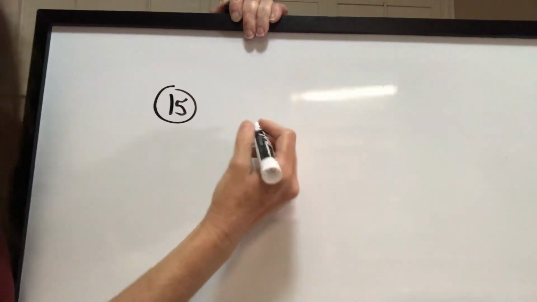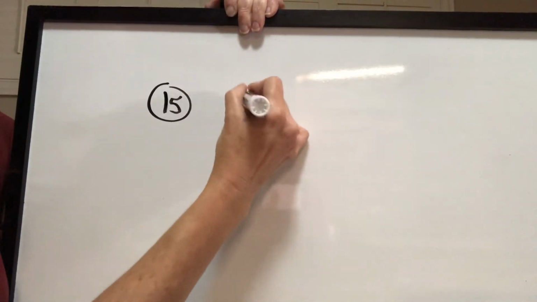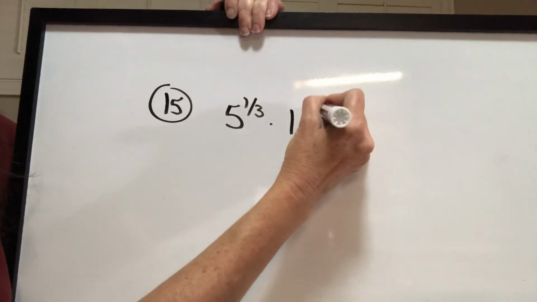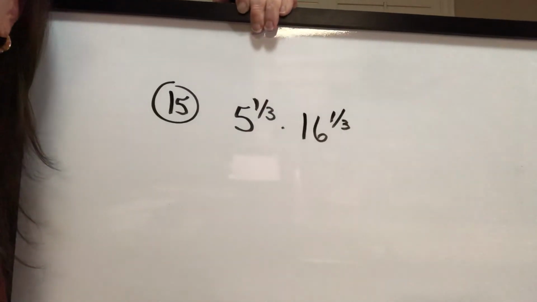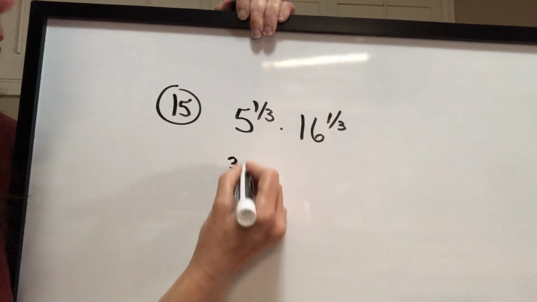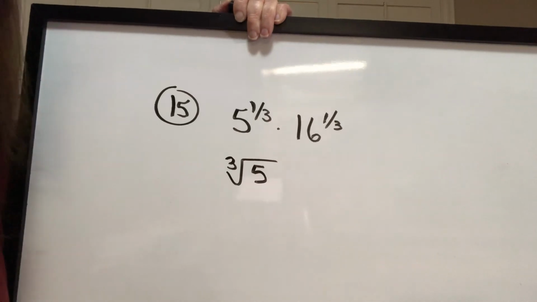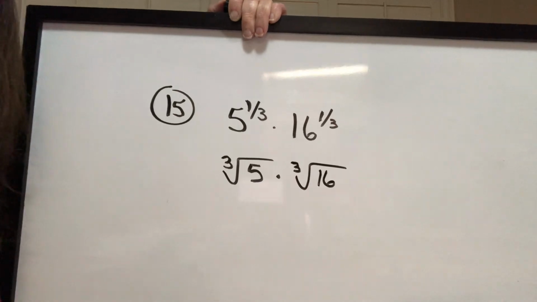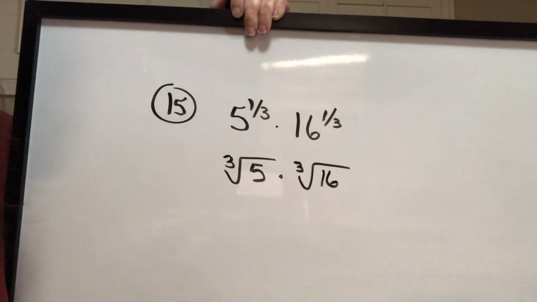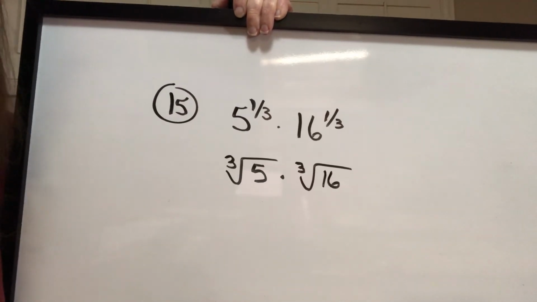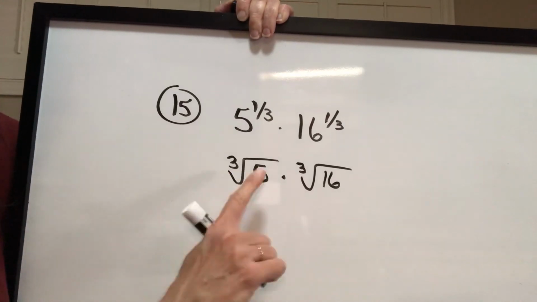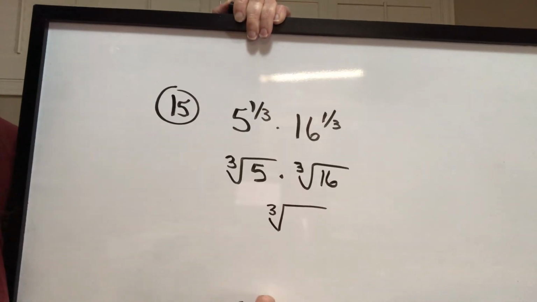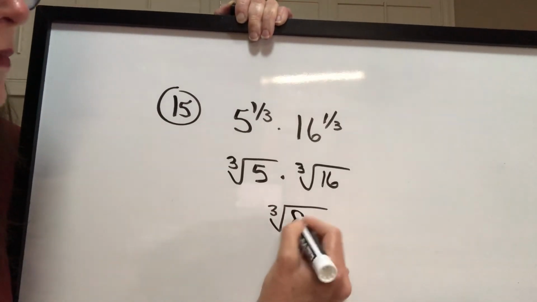And 15, we have 5 to the 1/3 times 16 to the 1/3. So the 3's mean that these are cube roots. The first one would be the cube root of 5, like 5 to the 1st power. The second one would be the cube root of 16, like 16 to the 1st power. Neither one of those is considered to be a perfect cube. They're not on the list. Since they're both cube roots, you can multiply the numbers. So you would keep it a cube root, multiply 16 times 5, so that would be 80.